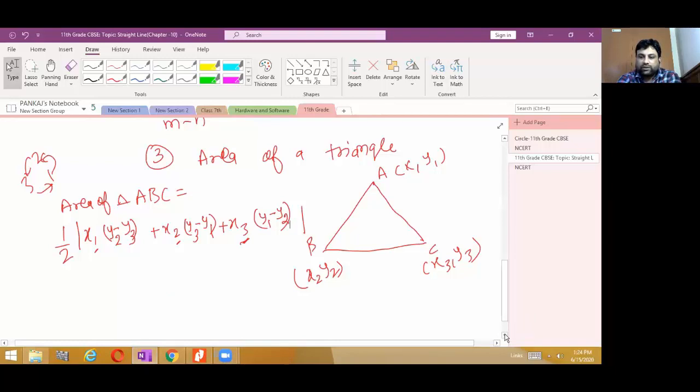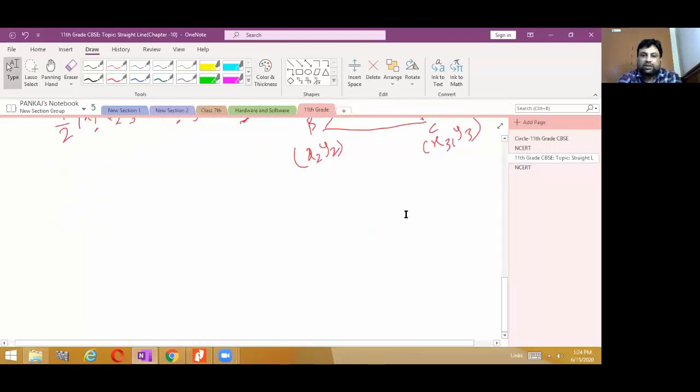So here you can see these are all the formulas which we need to keep in mind. Got it? I taught you the first formula, the distance formula, and the second formula, the section formula. In section there are two formulas, the internal section formula and the external section formula, and after that I taught you how to find the area of a triangle.